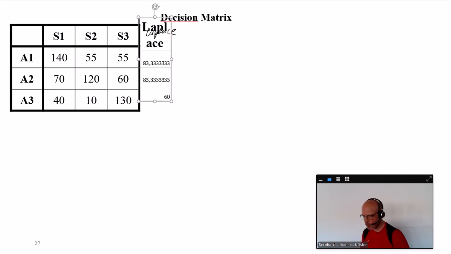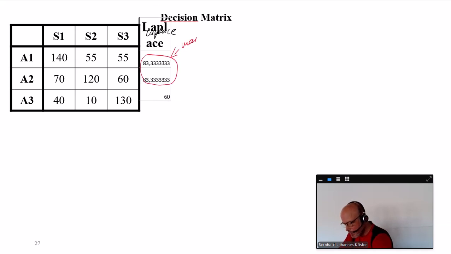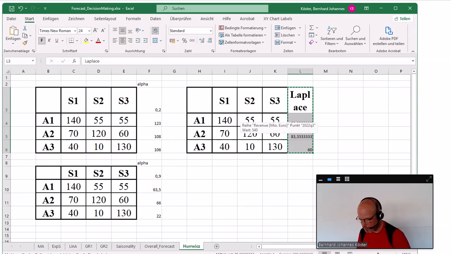Well, in this case, I see as choosing alpha is 0.2 in the Hurwitz rule, I would be due to this decision rule indifferent between A1 and A2.